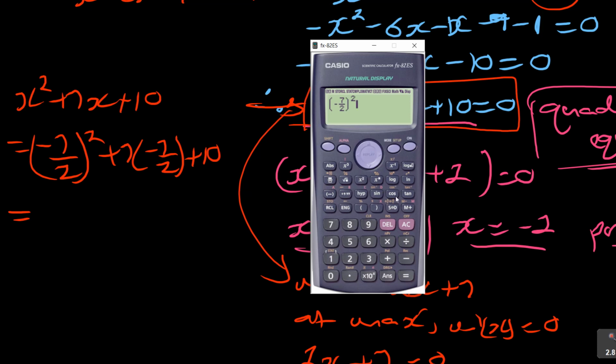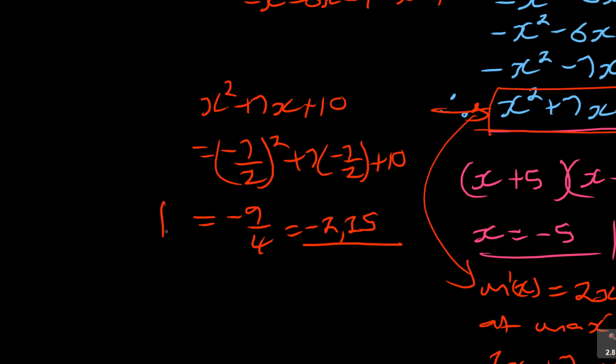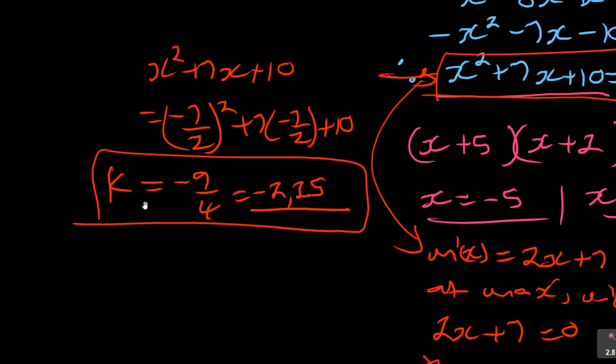Then what do I do? I square it, plus 7, and then -7 over 2, and then plus 10, equal to -9 over 4, which is -2,25. So to me, that is the y value. That is my k now. That's my k. This is higher order, so for my underdogs, if you managed to go through this far, it's good. It's good. That's my k.